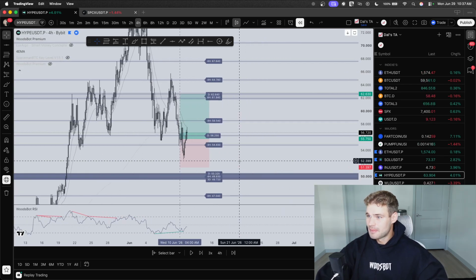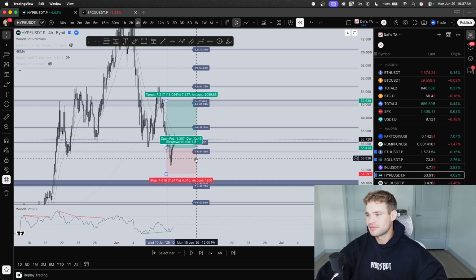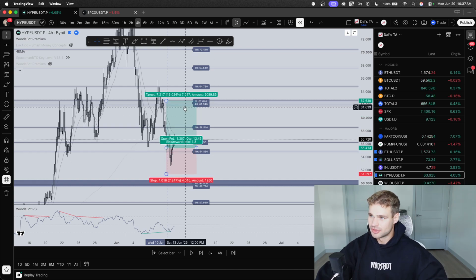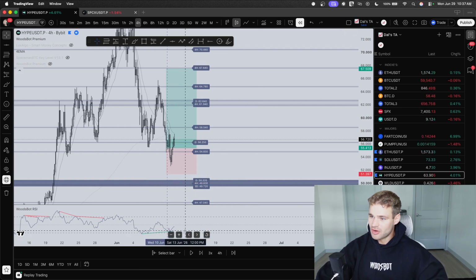Okay, now we're in profit. Our entry is roughly around here depending on how you DCA. I like to DCA 50% on my first entry and 50% on my second entry. Now we're in profit. We had all those confirmations.